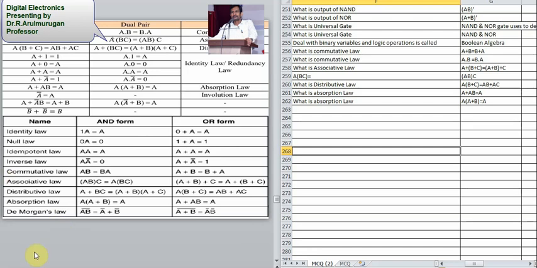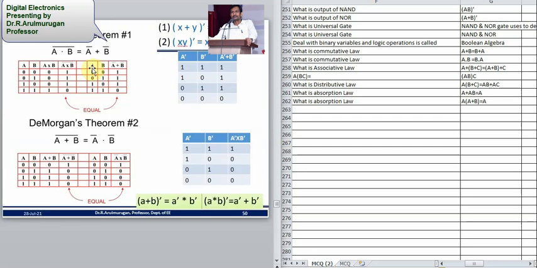Let's go to De Morgan's law. This is a likely question: what is De Morgan's law? There is one law and a second law. Either A and B will be given, or X and Y. Whether they are small letters or capital letters, all are the same statement. You should know these two theorems very clearly.